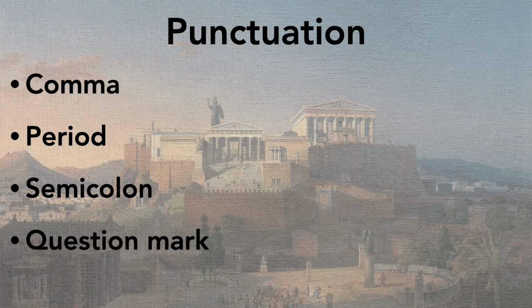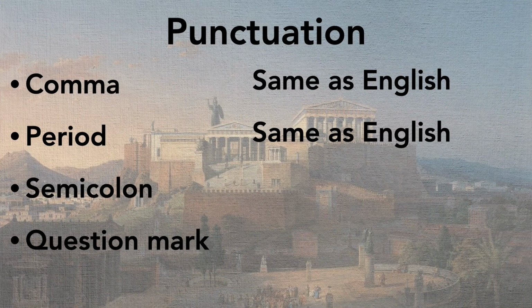Okay? Now, let's talk about punctuation. There's a number of different punctuation marks in Greek, not quite as many as English, but these are the four we're going to talk about. There's the comma, there's the period, there's the semicolon, and there's the question mark. Okay? Now, good news, the comma and the period are the exact same in English.